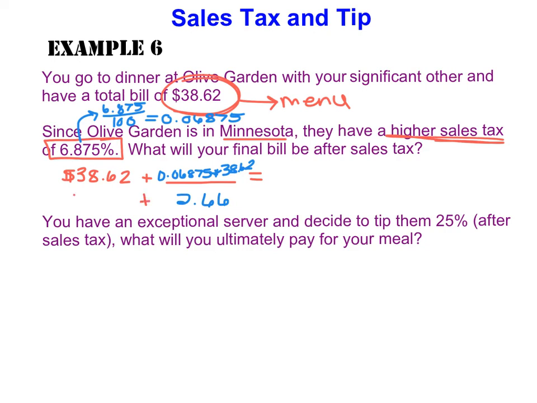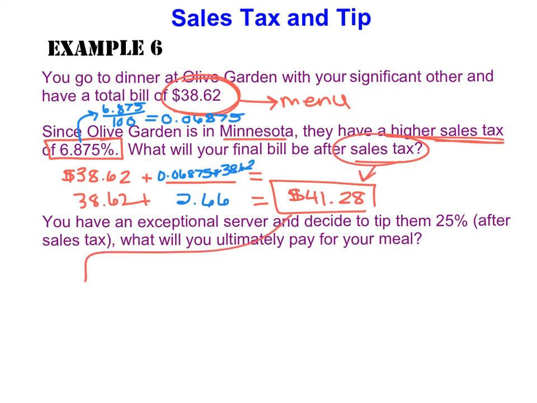So I'm going to then take 38.62, add on 2.66, and I find that my total amount that I pay after sales tax is $41.28. So this is with my sales tax all added on. So now I'm going to take this new amount of $41.28 and calculate what my tip will be. So we had an exceptional server that night, and as a result, we decided to tip the waitress or waiter 25% after sales tax.